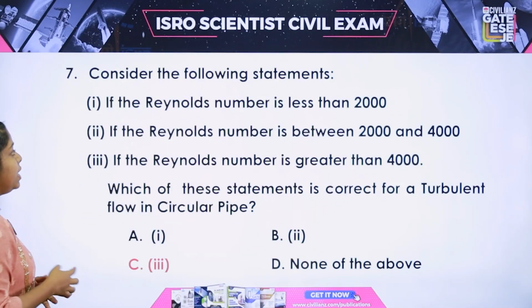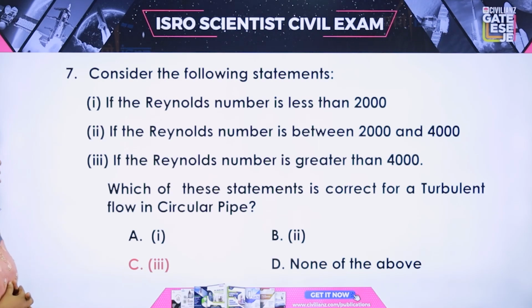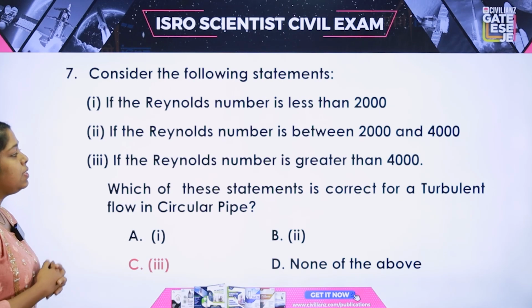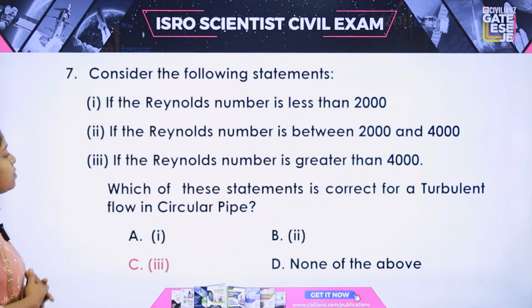Now let's move on to the next question. We have been given a series of statements. Consider the following statements: first, if the Reynolds number is less than 2000; second, if the Reynolds number is between 2000 and 4000; third, if the Reynolds number is greater than 4000. These are the three conditions. Which of these statements is correct for a turbulent flow in a circular pipe?